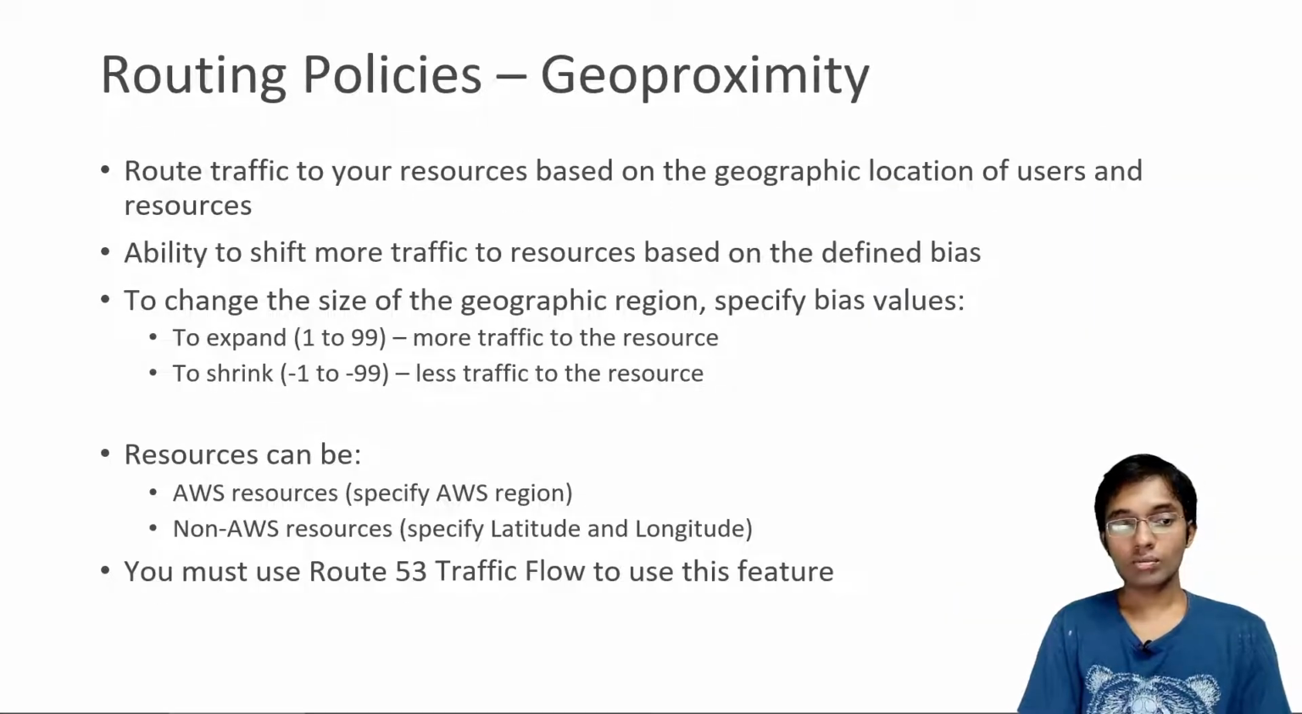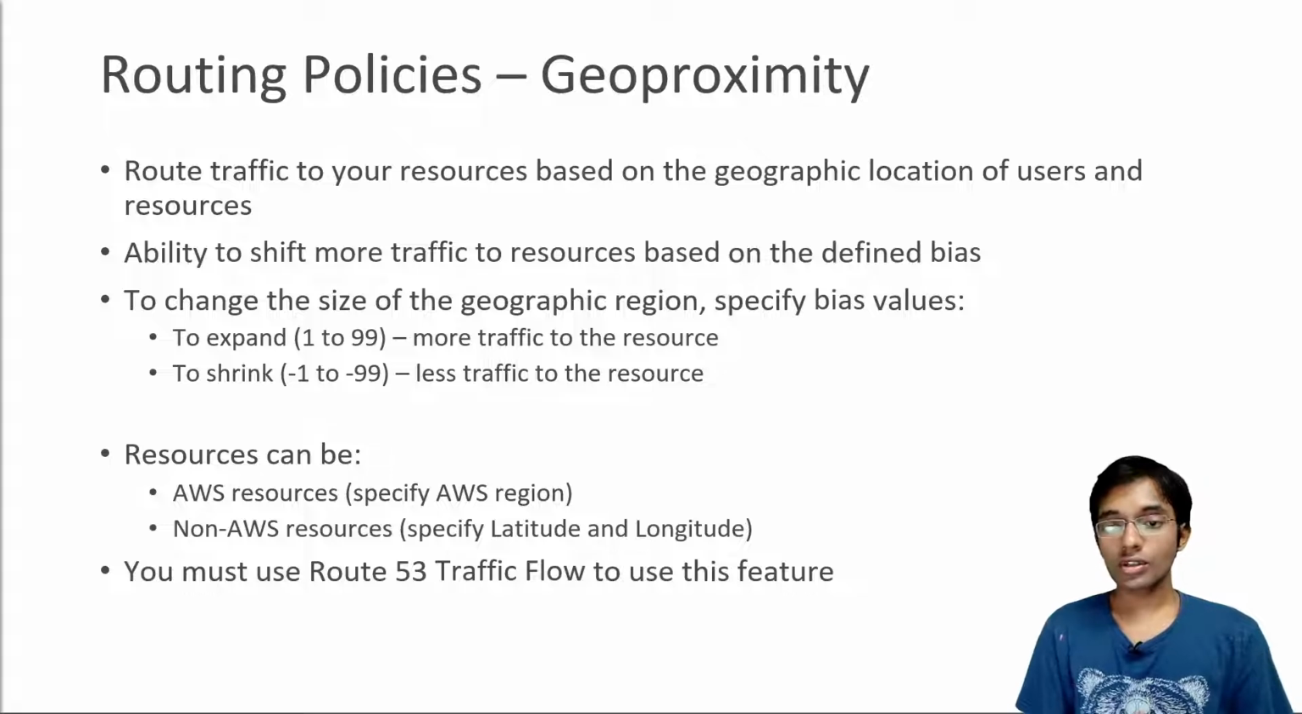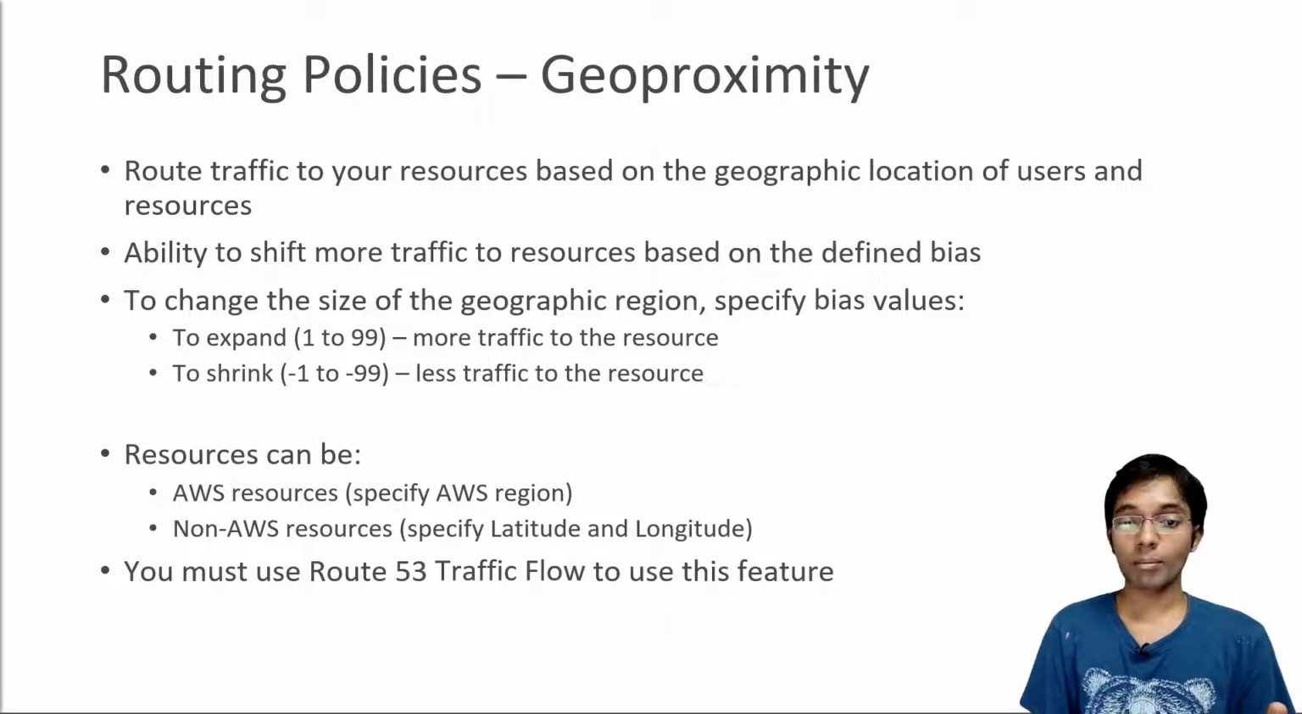Another one is called geoproximity, which is to route to resources based on the geographic location of users and resources. And thanks to something called the bias, you can shift traffic to some resources more or less based on that number. You change the bias value to expand the traffic to the resource, increasing it from 1 to 99, or to shrink it, you decrease it from -1 to -99, which is going to send less traffic to that resource. And the resource could be an AWS resource, or it could be a non-AWS resource.